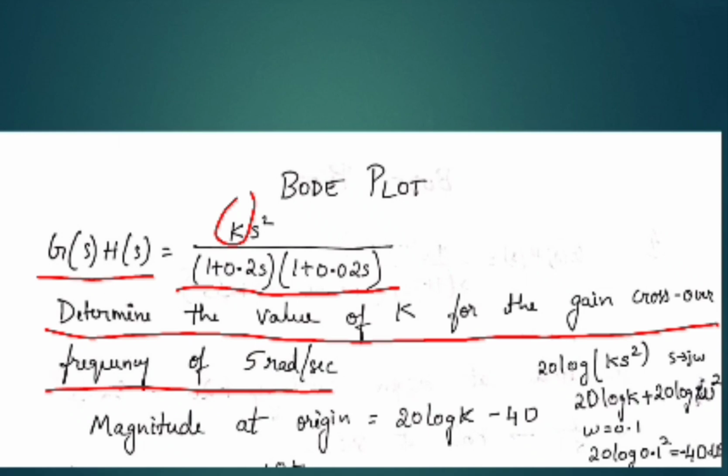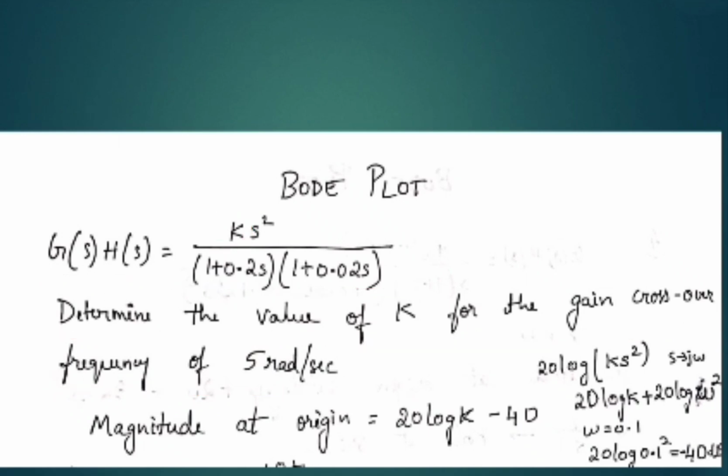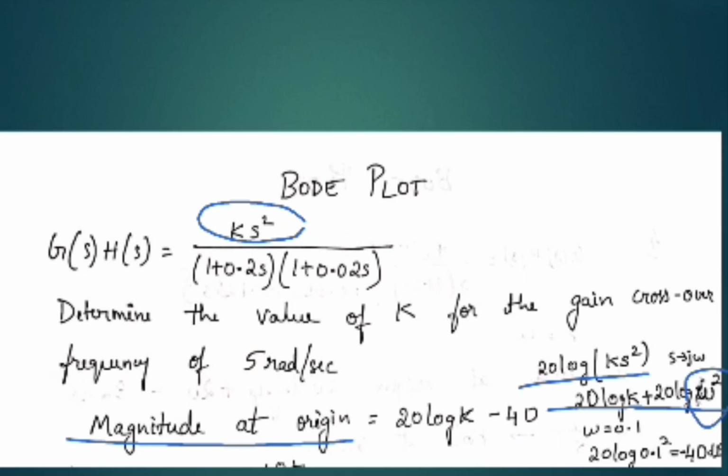The question is already in 1 plus sT form. Now let's find the magnitude at origin. We can observe that at origin we have K into s square. So 20 log of K into s square, we can also write it as 20 log K plus 20 log of s square. So replacing s with j omega and taking the magnitude, that is omega square. So now we know the value of omega at origin, that is 0.1. So 20 log of 0.1 square will be minus 40 decibel. So we know the second value, but we do not know the value of 20 log K.